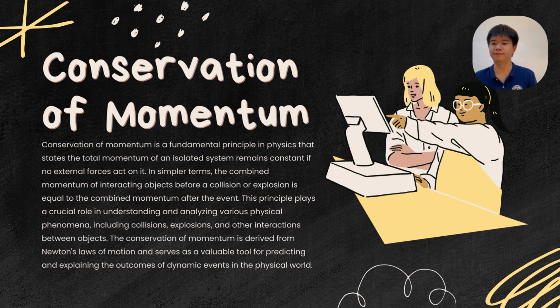Conservation of momentum is a fundamental principle in physics that states that the total momentum of an isolated system remains constant if no external forces act on it. In simpler terms, the combined momentum of interacting objects before a collision or explosion is equal to the combined momentum after the event. This principle plays a crucial role in understanding and analyzing various physical phenomena, including collisions, explosions, and other interactions between objects. The conservation of momentum is derived from Newton's laws of motion and serves as a valuable tool for predicting and explaining the outcomes of dynamic events in the physical world.